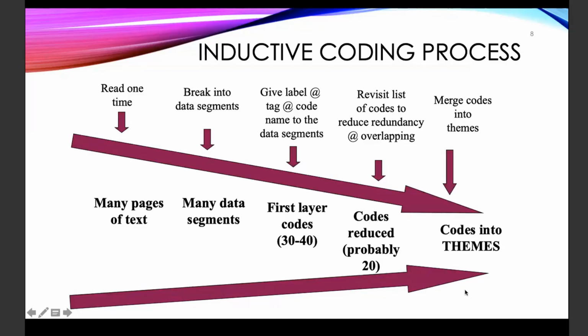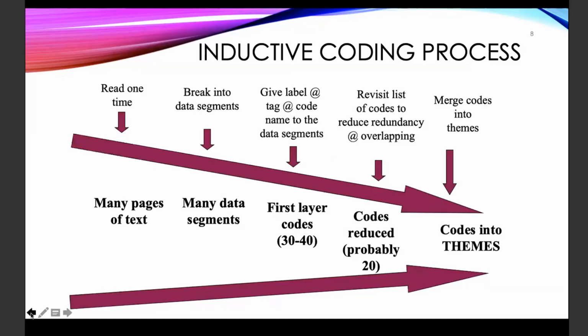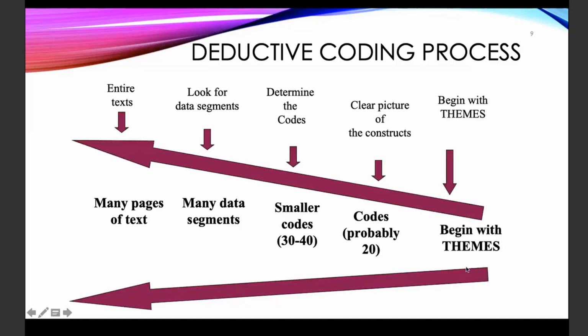Alternatively, you can also do the deductive coding process. Deductive coding is from your right to left. The difference from inductive is that in inductive you start with the data first, and in deductive you start with the themes first. I have a clear picture: what is it that I want? I have the themes already, and then I will have a clear picture of the constructs or the codes. It will probably be 20. And then you break it down further into smaller codes.